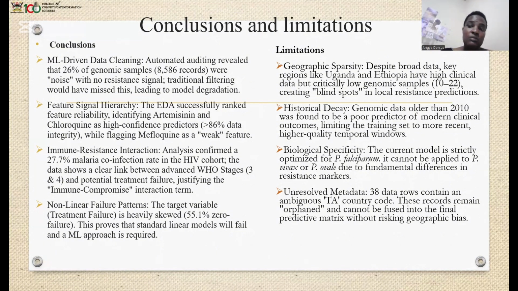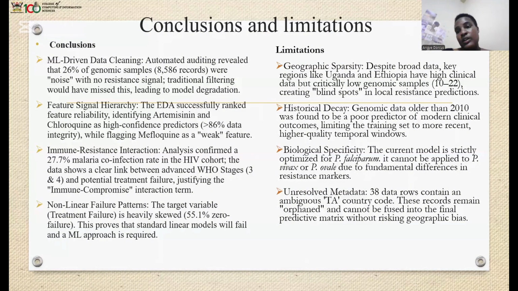And second, we established a feature signal hierarchy. Drugs like artemisinin and chloroquine showed high data integrity, above 86%, making them reliable predictors. On the other hand, mefloquine was flagged as a weak feature, meaning it may not be trustworthy for modeling.